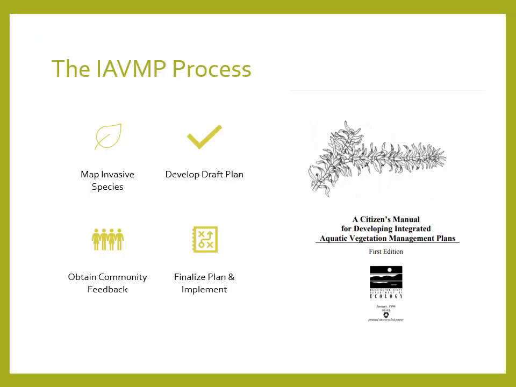The plan was developed using a framework put forth in a Citizens Manual for Developing Integrated Aquatic Vegetation Management Plans from the Department of Ecology. The first step was to map all of the plant species, which was completed in June 2021. We then worked with the Lake Roesiger Community and Boat Club to develop a draft plan. The club appointed 12 volunteers representing each of the 3 basins to help provide input into the goals and the best suited options for Lake Roesiger.